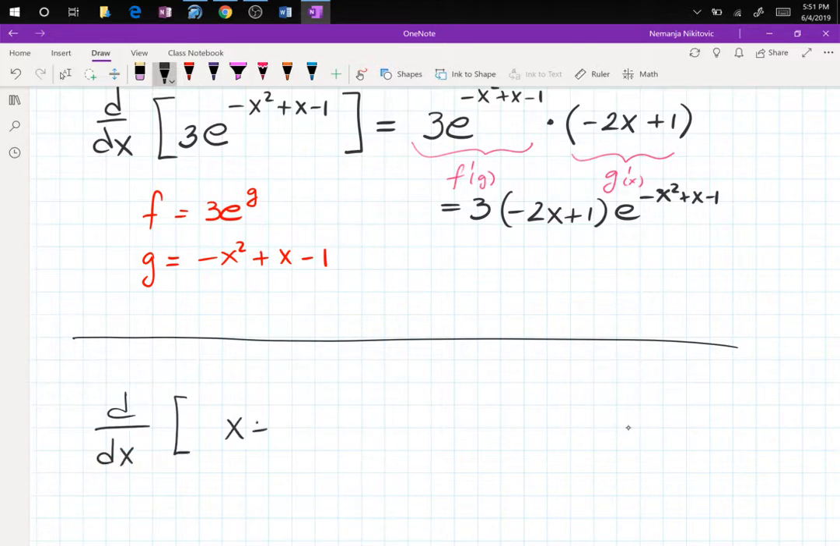The derivative of x plus 3 raised to the 93rd power. Are we going to FOIL this?